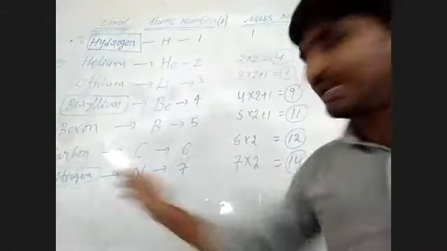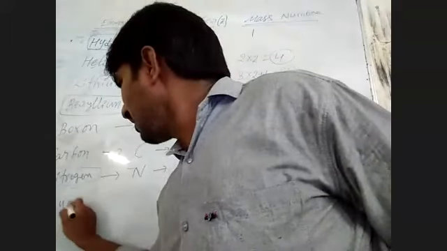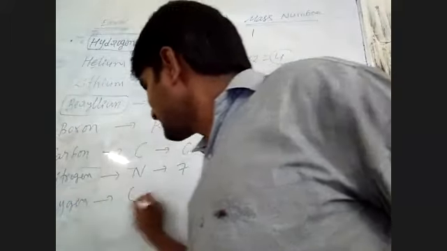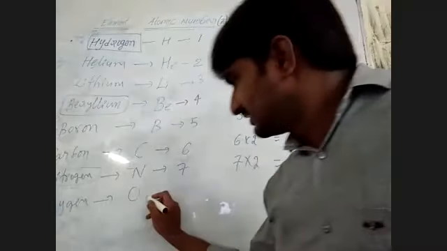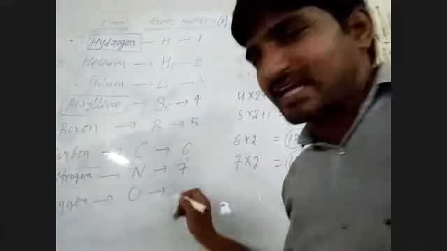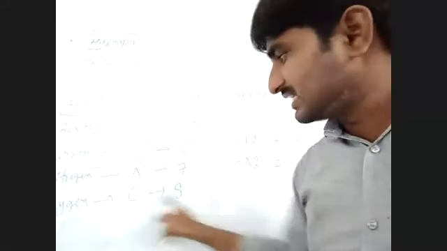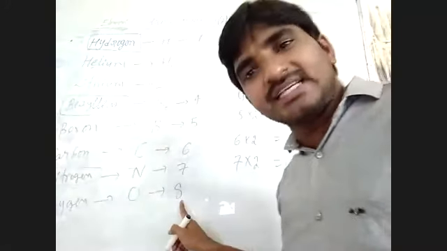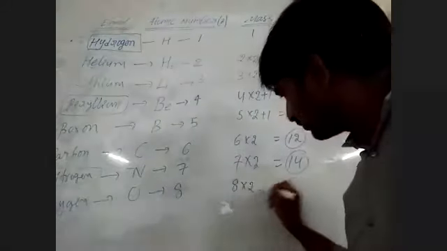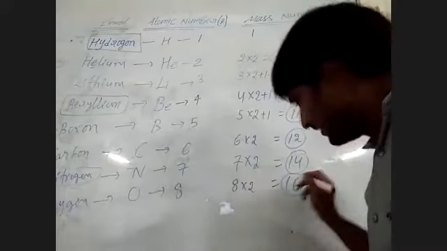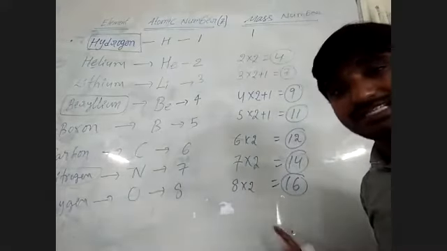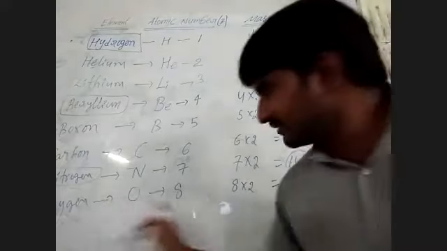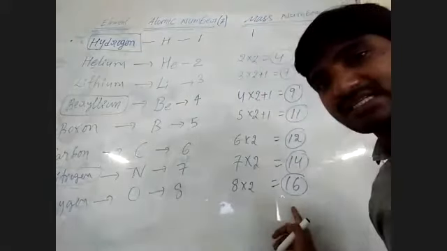Please remember. Next, are you visible? Right. Oxygen. Oxygen's symbol is O. These are basics only. Whenever this class comes later I will discuss it in your session. Oxygen is 8. So what does oxygen 8 mean? Atomic number is 8. Is 8 even or odd? Even. So 8 into 2. 8 into 2 means 16. 16 is the mass number. So oxygen atomic number 8, mass number is 16.